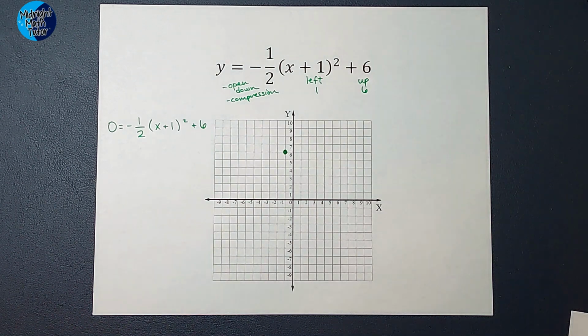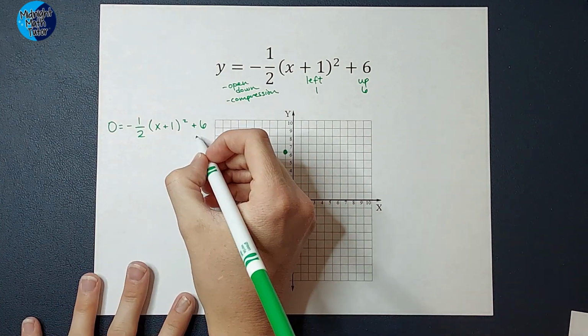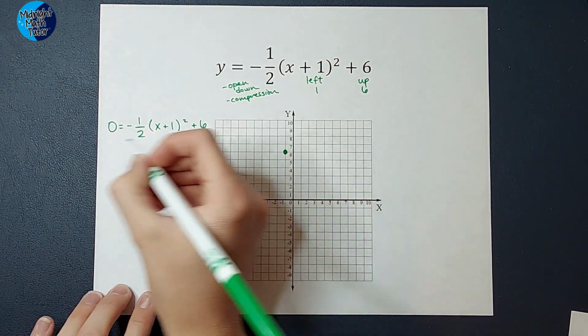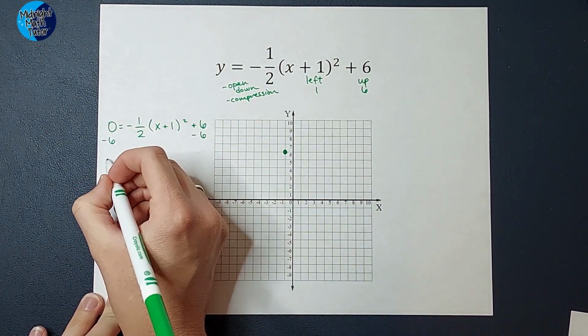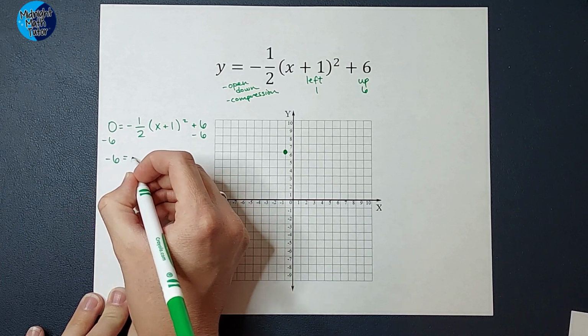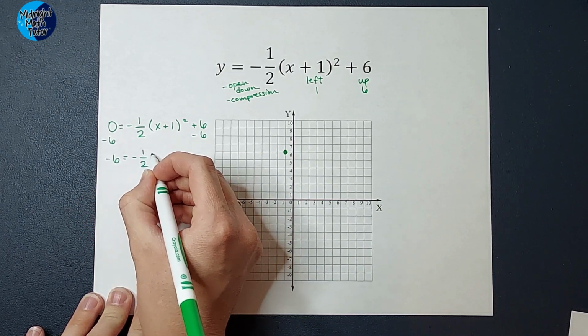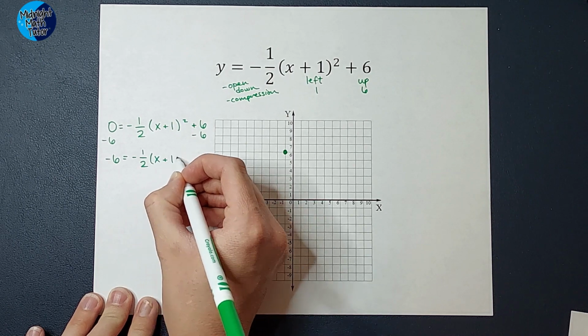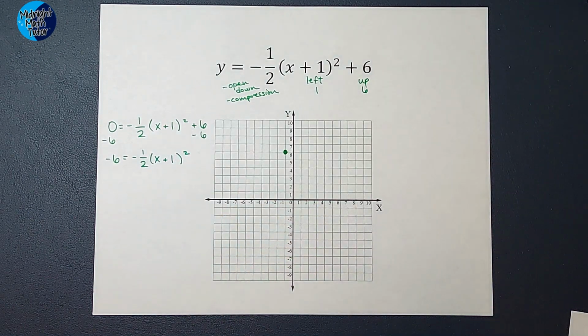So my goal here is to get x alone. So first I'm going to subtract that 6 from both sides, okay? So I'm going to have negative 6 equals negative 1/2 times x plus 1 squared, okay? Now I want to get rid of that negative 1/2, right? To get rid of that, I'm going to multiply both sides by a negative 2, okay?